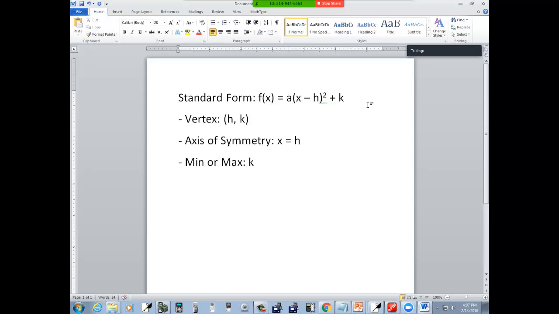Now, it's a min if your graph opens up. So if a is greater than 0, then your graph's going to open up. And it's a max if your graph opens down, which is a is less than 0. Now you also have a form called general form. And this is where you've got f of x is equal to ax squared plus bx plus c.